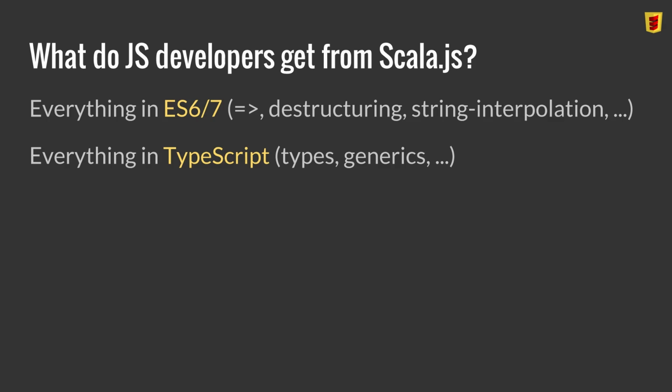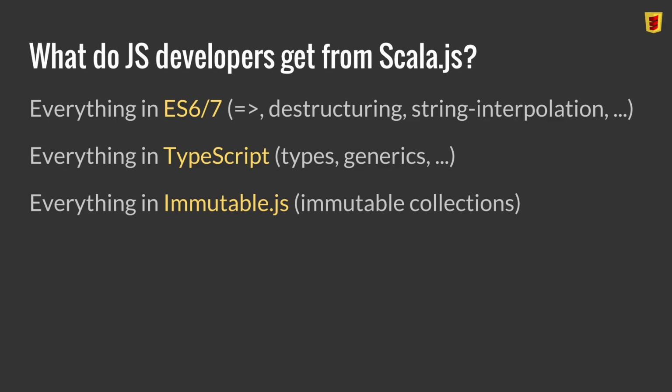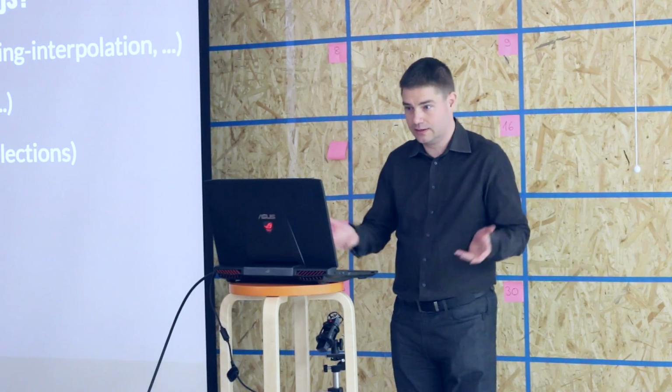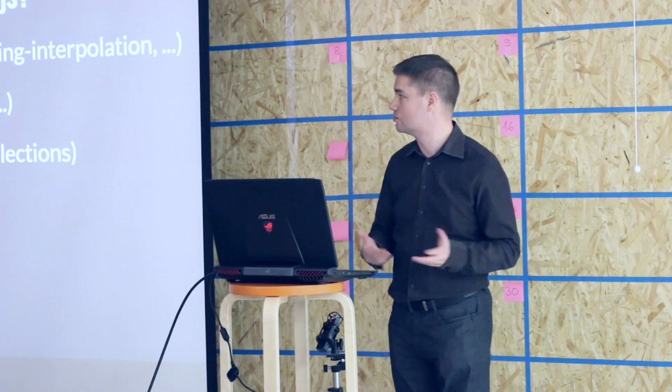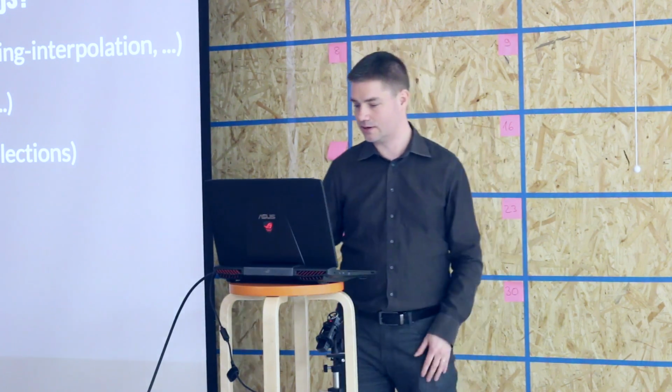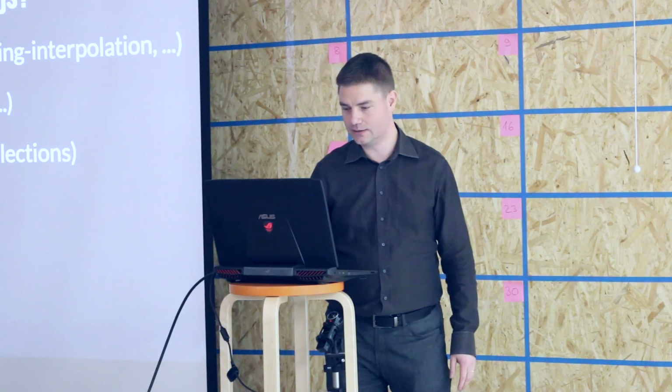You also get everything you have in TypeScript. You have the strong types, you have the generics, and all the benefits you get from that. And you also get something like immutable.js, immutable collections. This is like the latest craze from Facebook, that okay, this is where JavaScript should go, that everything is immutable, everything is functional programming, and so on. You know, immutable.js is modeled after Scala and Clojure collections, so they are just taking whatever is there and doing it again in JavaScript.